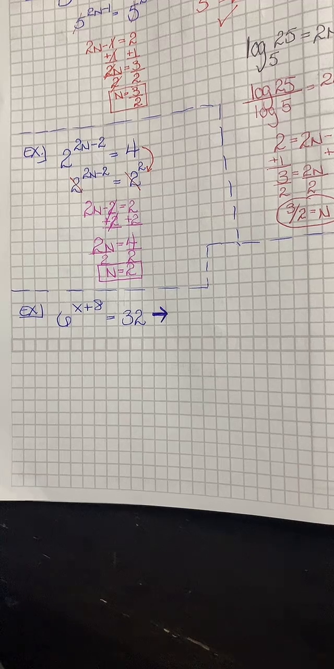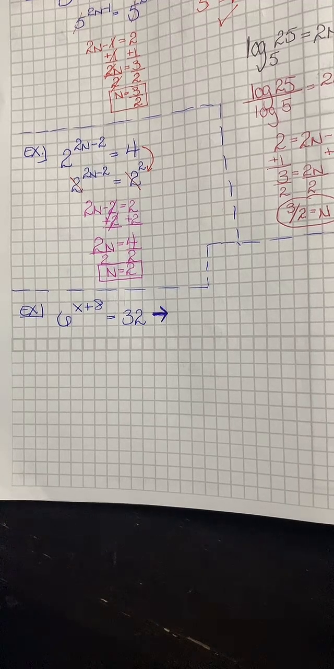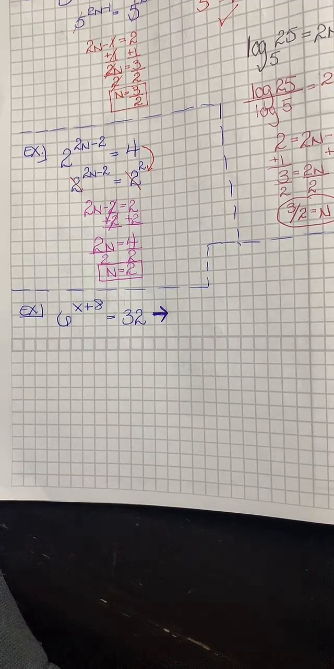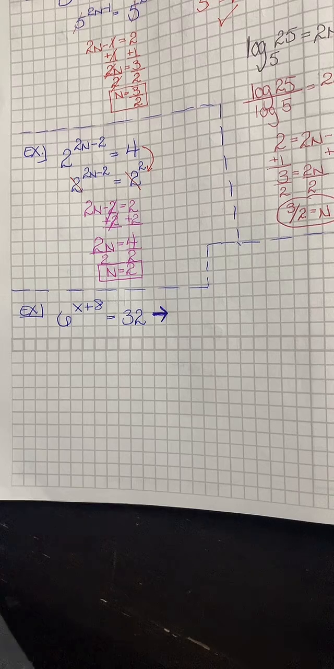Here, wait for me. Okay. It's okay. So we got log base 6 on both sides. Then change your base. Okay. So we got log of 32 over the log of 6. Okay.